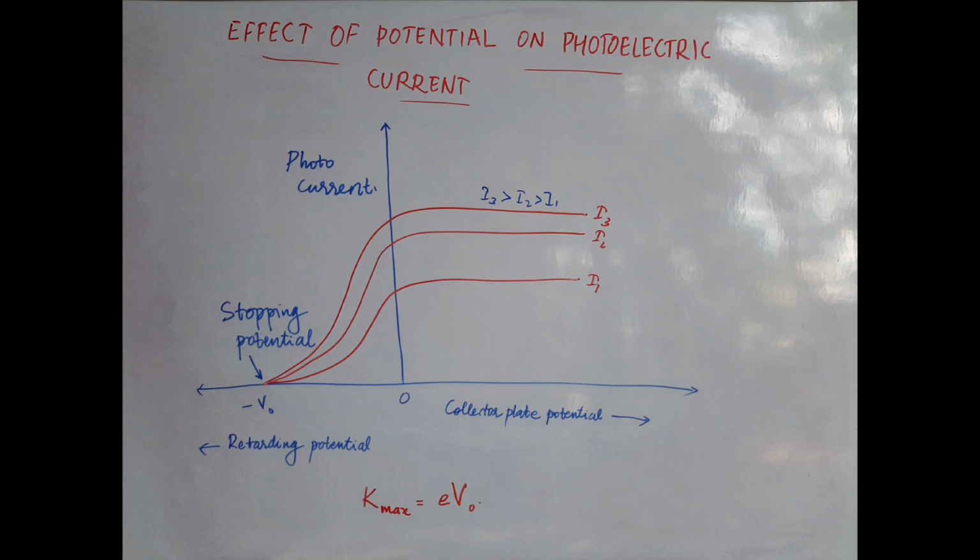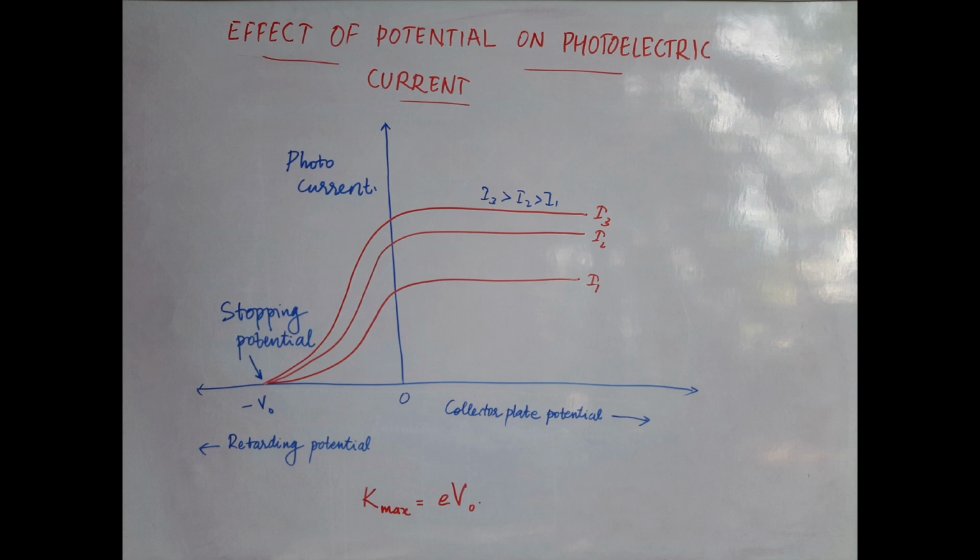Hi, here we are discussing the effect of potential on a photoelectric current. First, we keep the plate A at some positive potential with respect to plate C and illuminate plate C with light of fixed frequency nu and fixed intensity I1. Next, vary the positive potential of A gradually and note down the resulting photocurrent each time.